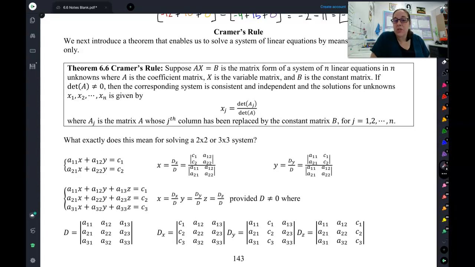Now that we know how to find determinants, let's talk about Cramer's rule. Cramer's rule is actually a really nice, very quick way of solving systems of equations. Now, here's how the rule works.